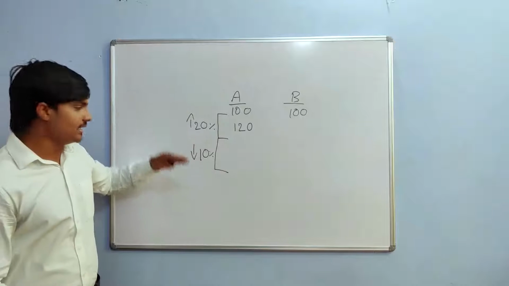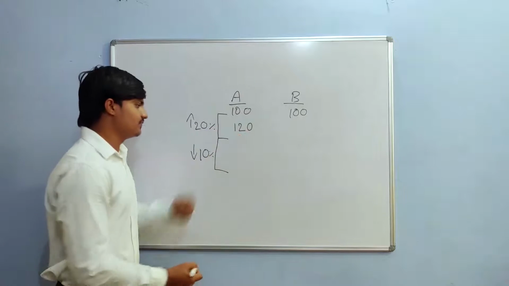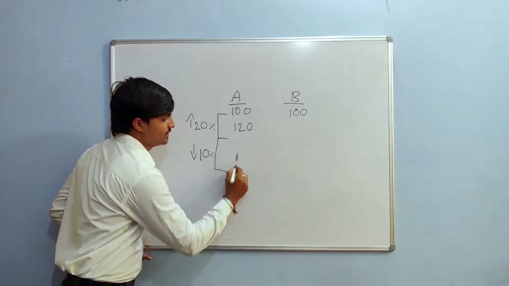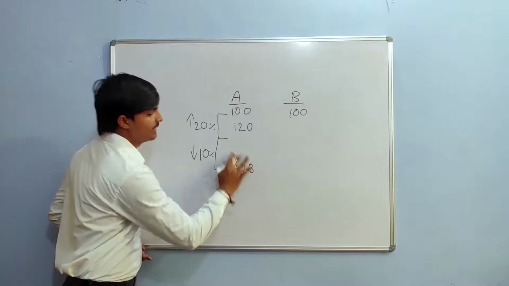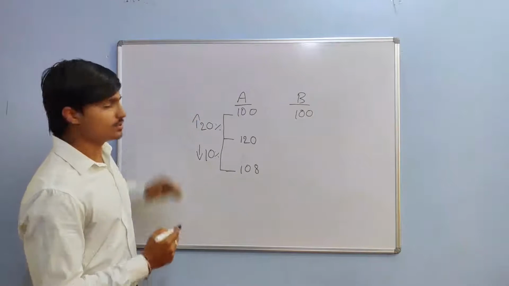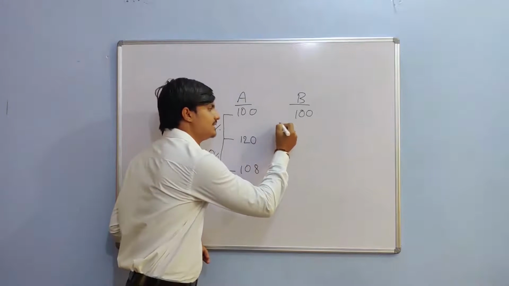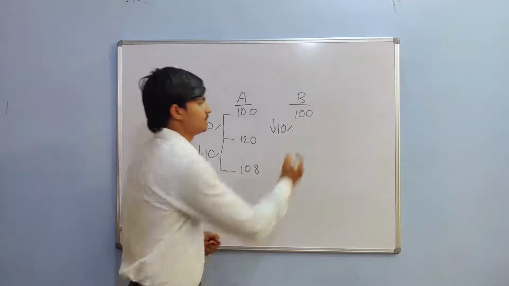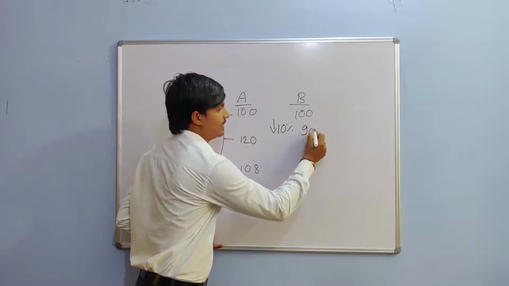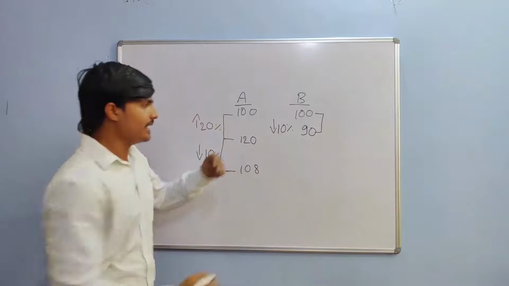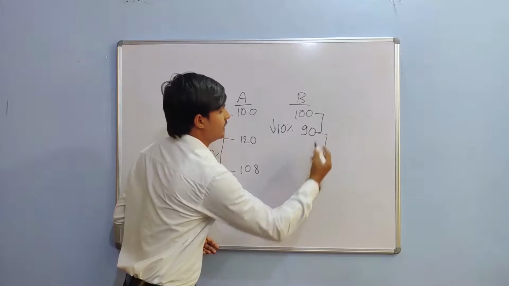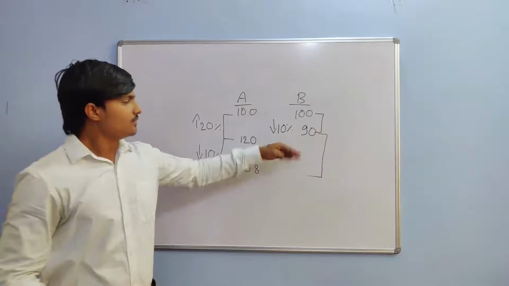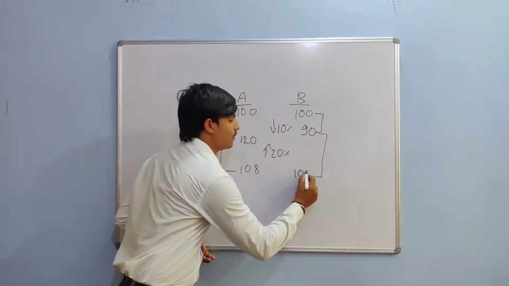And in the next year we are decreasing 10% of it. So decreasing 10% of this means, which is 108. Now let's interchange these values. So decrease 10% first, so that you'll get 90 in the first year, and then in the next year if we increase 20%, 20% increase means again you'll get 108.